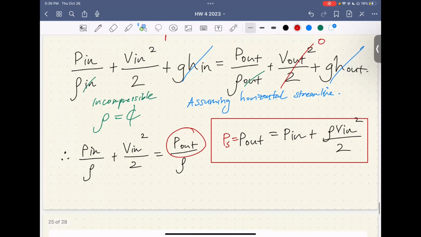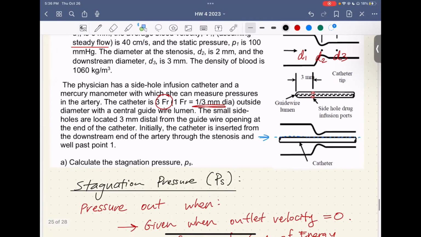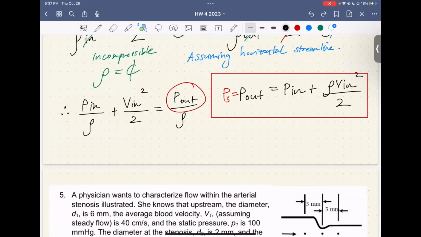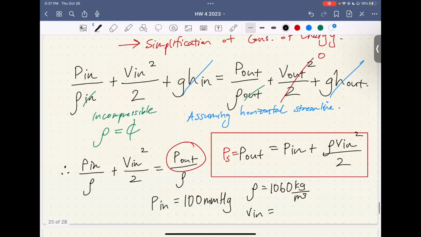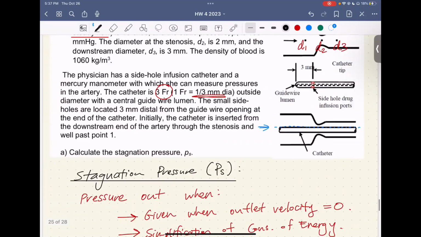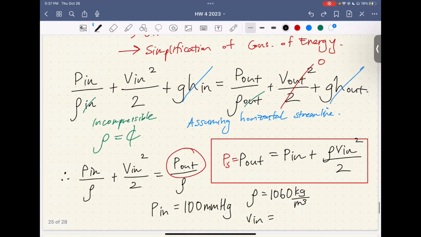One more thing to keep in note is we are given units. We have pressure in as 100 millimeters mercury. Let's just write that out real quick. P in equals 100 mmHg. And we have also rho given in terms of kilograms over meters cubed. And we have velocity in is equal to 40, it's right here somewhere. Where was it? 40, there we go, 40 centimeters per second.